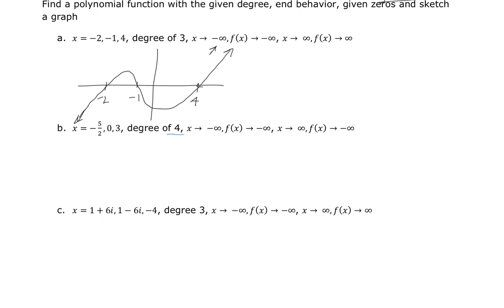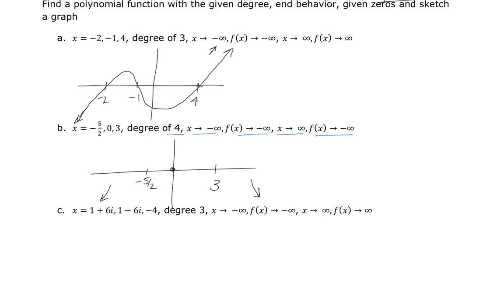So degree 4, okay. As x goes to negative infinity, this goes to negative infinity. As x goes to positive infinity, my function goes down. So I'm going to go down in this direction and down in this direction. I have 0, I have -5/2, and I have 3. One of these needs to touch and bounce.